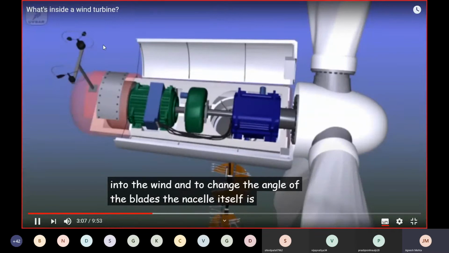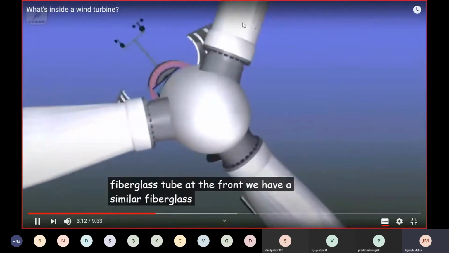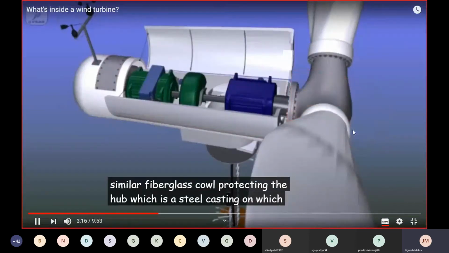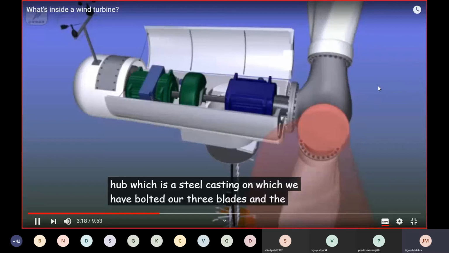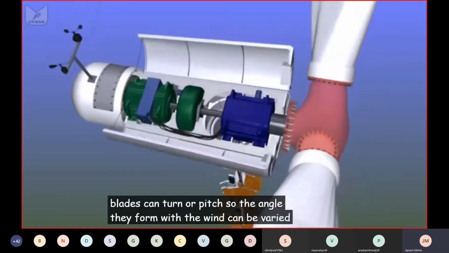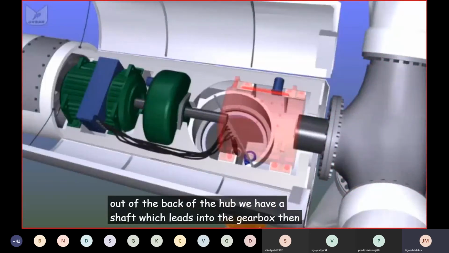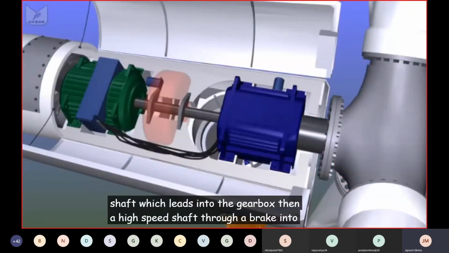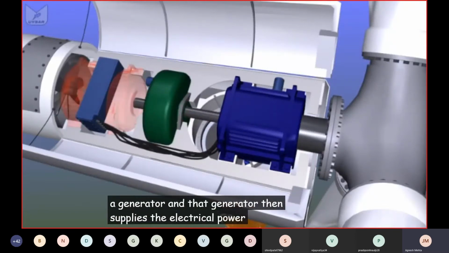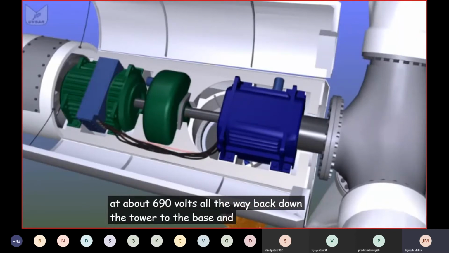The nacelle itself is just a fiberglass tube. At the front we have a similar fiberglass cowl protecting the hub, which is a steel casting on which we have bolted our 3 blades, and the blades can turn or pitch so that the angle they form with the wind can be varied. Out of the back of the hub we have a shaft which leads into the gearbox, then a high-speed shaft through a brake into a generator, and that generator then supplies the electrical power, as I say, at about 690 volts all the way back down the tower to the base.